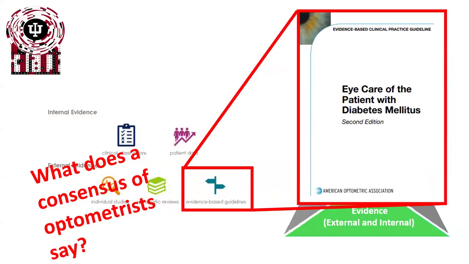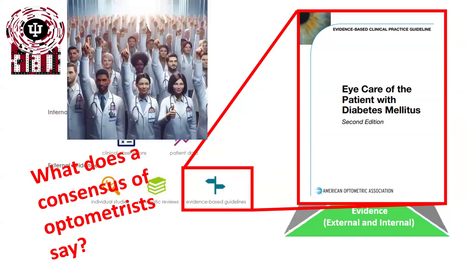And lastly, we have evidence-based guidelines. That's a consensus by a group of doctors, in this case optometrists. What do they say about eye care in these specific situations? An example of an evidence-based practice guideline is put out by the AOA, the American Optometric Association, every few years. This is one that specifically deals with eye care for patients with diabetes mellitus. In there, it gives guidelines that have been developed over time, trying to incorporate individual studies, systematic reviews, and clinical experience from a panel of optometrists to decide what the best course of action is.